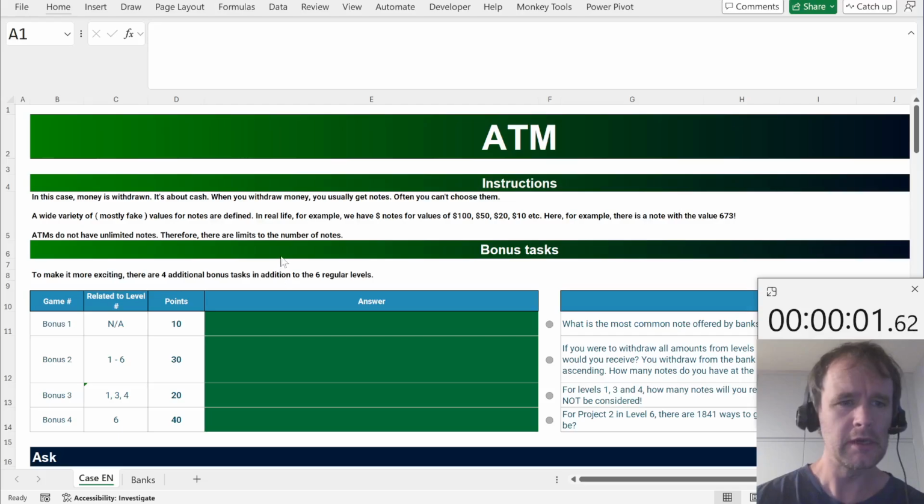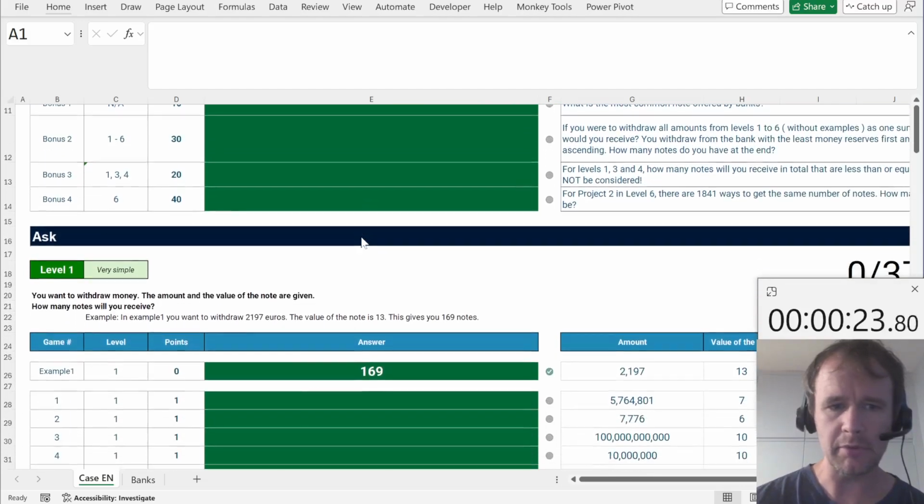Start my timer. In this case, money is withdrawn. It's about cash. When you withdraw money, you usually get notes. Often you can't choose them. A wide variety of mostly fake values for notes are defined. In real life, for example, we have dollar notes for values of 150, 20, 10, etc. Here, for example, there's a note with a value 673. ATMs do not have unlimited notes, therefore there are limits to the number of notes. Okay, and we got bonuses.